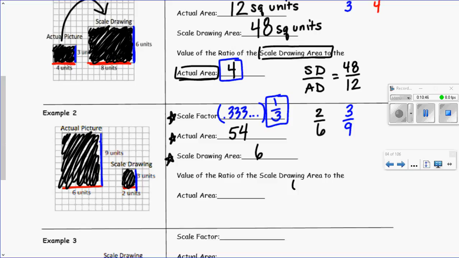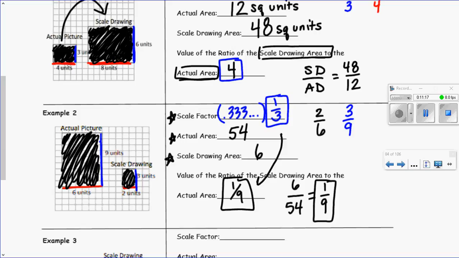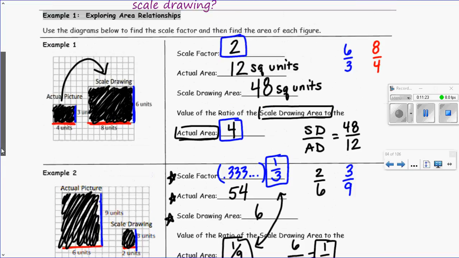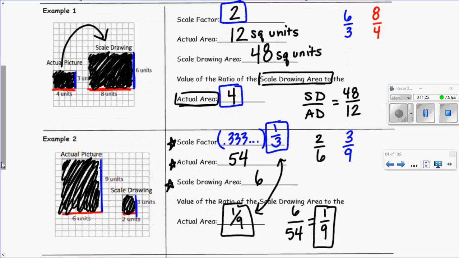So let's put 6, the new one, or the scale drawing, over the original drawing of 54. Reduce that in your calculator. A lot of you keep dividing 6 by 54, and that's not wrong, but you're going to get a decimal that goes on and on forever and ever. But I just want it to be a fraction, so you want to reduce this fraction, and you'll get 1/9. Okay, so the ratio of the scale drawing to the actual drawing is 1/9. So the point of this, though, is to just have you see that when the dimensions change by 1/3 or by doubling, that doesn't mean that the area changes the same way.